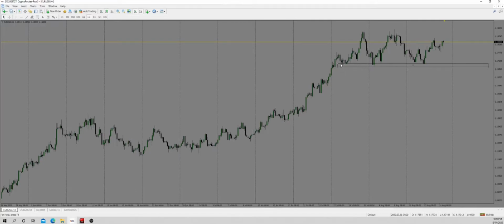So you see how we have price right here get rejected and push up. We have this price right here get rejected and push up. Came back and retested it again, pushed up, came back, pushed up, came back. So this is a zone. This is what we call support. This area supports the price and pushes it away from it.